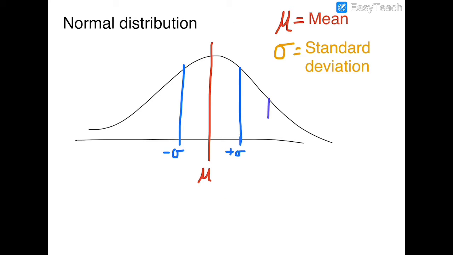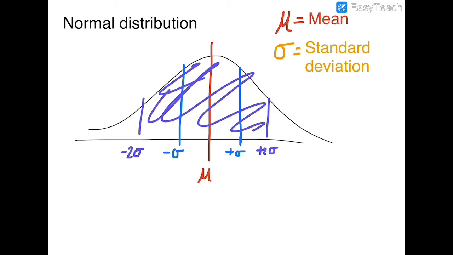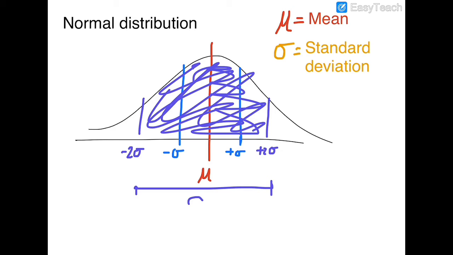Now, let's say that we go to plus 2 standard deviations and minus 2 standard deviations. How much is all this data that we have inside? From here to here, we're going to have 95% of the data. Again, if we wanted to know how much is from the mean to 2 standard deviations above, this one is going to be 47.5 percent, and the same to the other side.